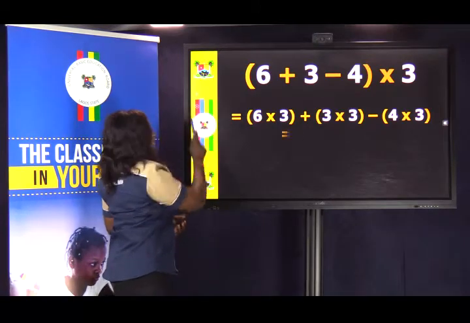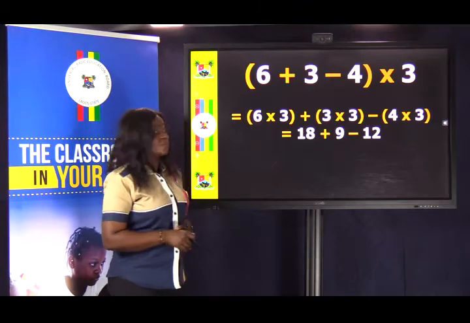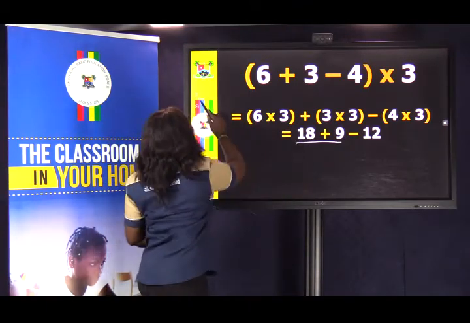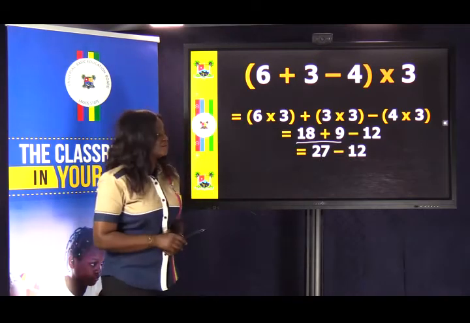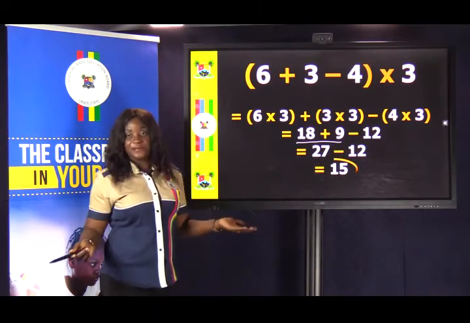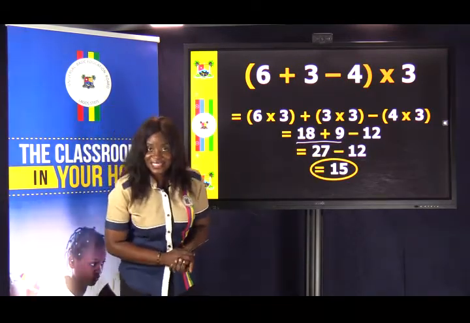6 times 3 is 18. 3 times 3 is 9. 4 times 3 is 12. You solve these two first. 18 plus 9 is 27. 27 minus 12 is 15, and 15 is your final answer.